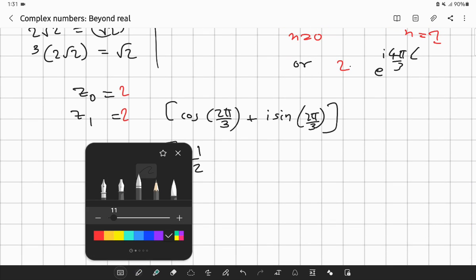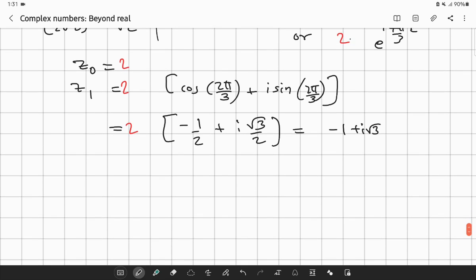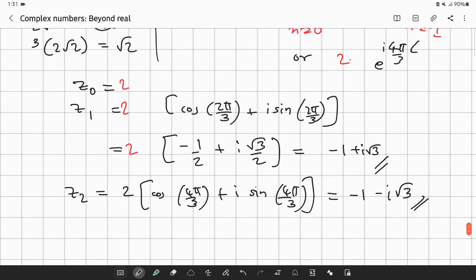They don't break the world. Okay, so I sine 2 pi over 3, which is square root of 3 over 2. So I'll have minus 1 plus I square root of 3. And when I have z2, n equals 2, I'll have 2 times cosine 4 pi over 3 plus I sine 4 pi over 3. And this is going to give me, again, minus 1 minus I square root of 3. You can check these results. You just plug in your angles in the calculator.